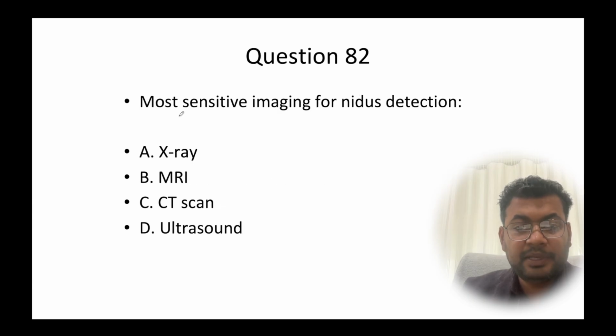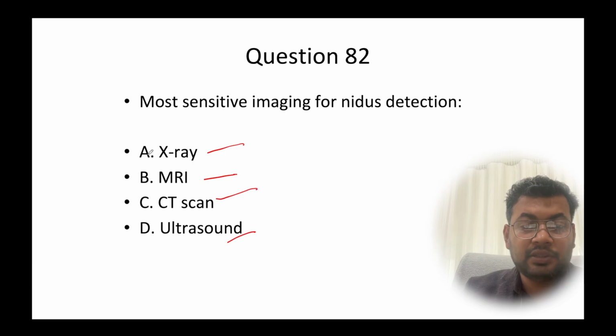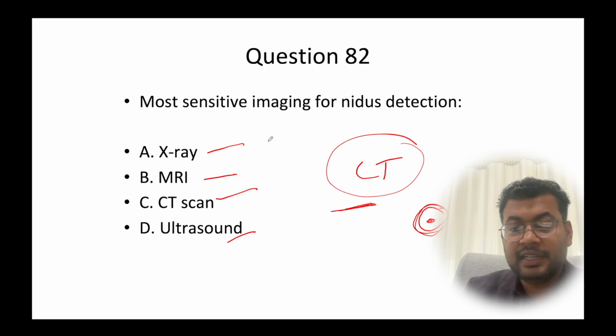Most sensitive imaging for nidus detection. So most sensitive out of the four: MRI, X-ray, CT, ultrasound. So we always get CT so that we can see the lytic lesion surrounded by the sclerotic lesion, that is most commonly seen in CT. So the most sensitive is CT.